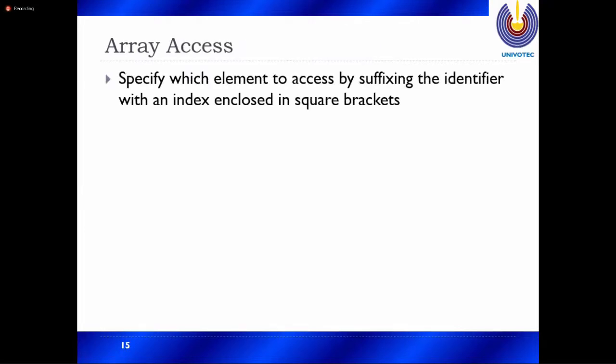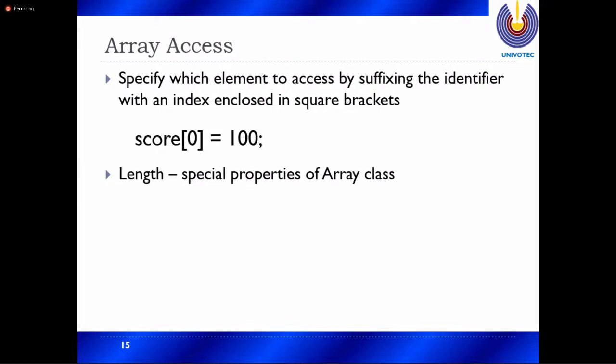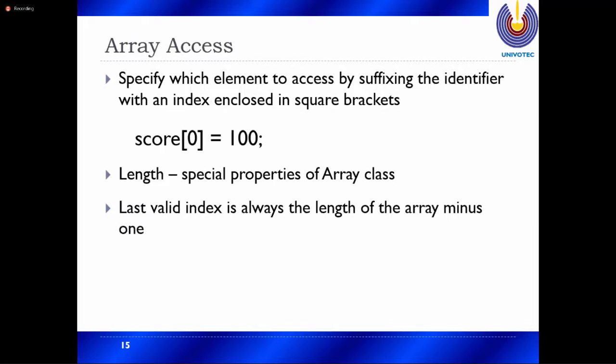Okay, array access. Specify which element to access by suffixing the identifier with the index enclosed in square brackets. Which element you want to access: therefore score 0 is the first element. Score 0, that's the index within the square brackets, then 100. Length is a special property of the array class. That's the number of elements. The valid index is always the length of the array minus 1.